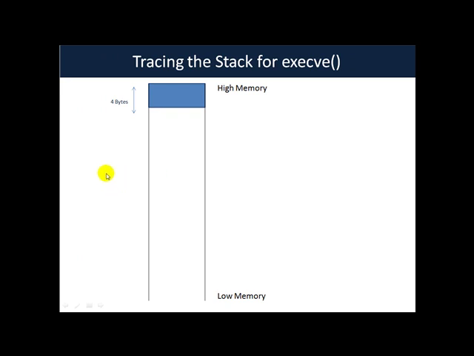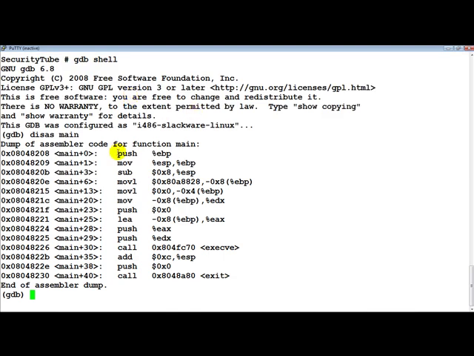So we are going to trace the stack for the execve syscall. As we know, the stack is laid out from high memory to low memory, and right now we keep the stack boundary to be 4 bytes. That is where the preferred stack boundary equal to 2 came in. Now let's look at the first instruction. The first instruction is to push EBP onto the stack.